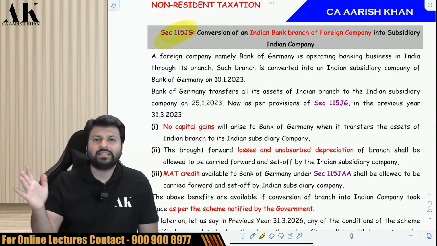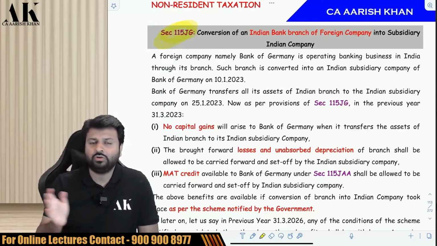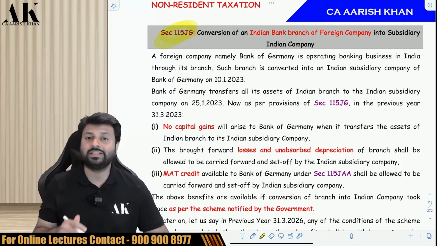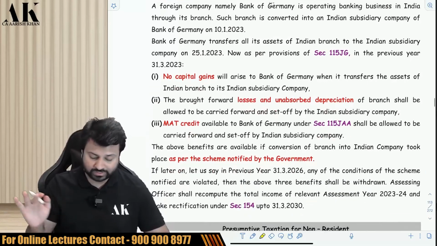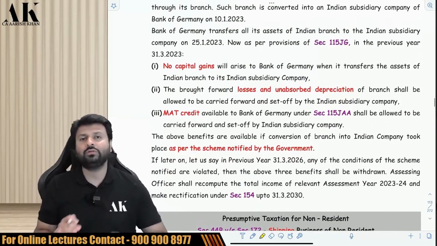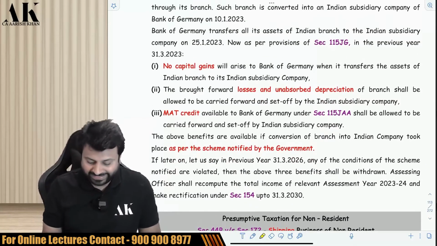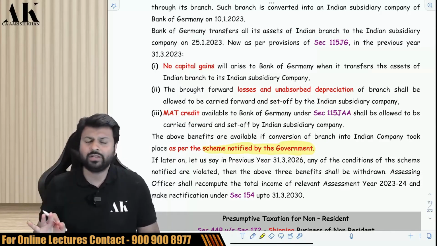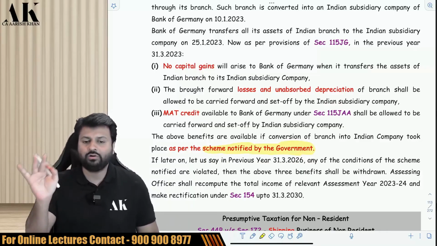Whatever losses are there, you can transfer it to the new company. Whatever UAD you can transfer to the new company, and you can also transfer the MAD credit to the new company. All those things are allowed over here, but you have to do this as per the scheme notified by the government. That's it. That is the one important thing that you have to keep in your mind. You have to do it as per the scheme notified by the central government.